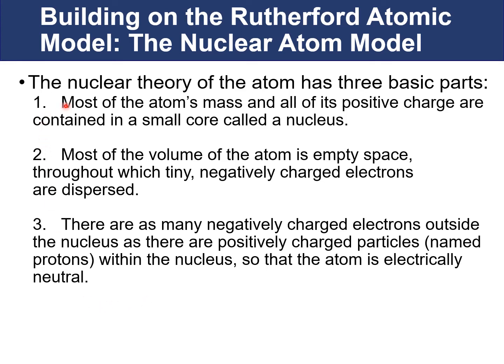Now, the theory itself that Rutherford proposed, this nuclear theory of the atom, contains 3 basic parts. Most of the atom's mass and all of its positive charge are contained in the small core called the nucleus. This is consistent with Thomson's view that the electrons have a very low mass and are able to be pushed away. It also agrees with the observation that only a few of the alpha particles collided and were bounced back. So it needs to have a small core to agree with the observation that some of the alpha particles bounced back.